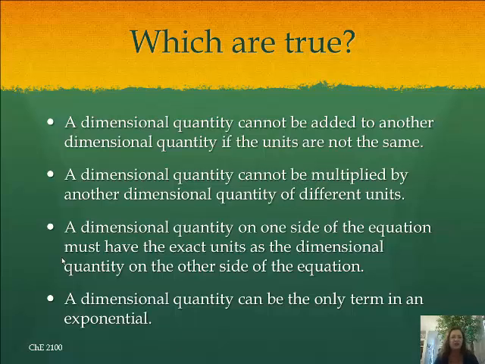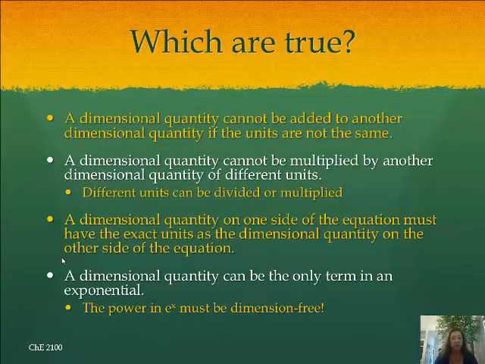And finally, challenge yourself by reading these statements and coming up with which ones are true. Again, take a moment, pause the video, and we'll come back. Okay, so the first one is true. A dimensional quantity cannot be added to another dimensional quantity unless the units are the same. Statement 3 is also correct. A dimensional quantity on one side of the equation has to have exactly the same units as the dimensional quantity on the other side of the equation.